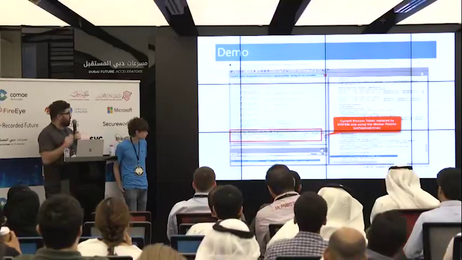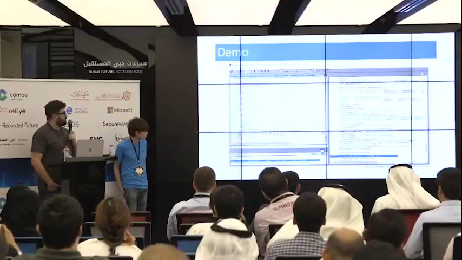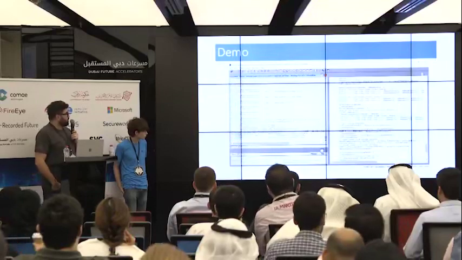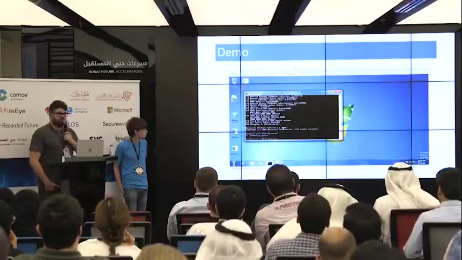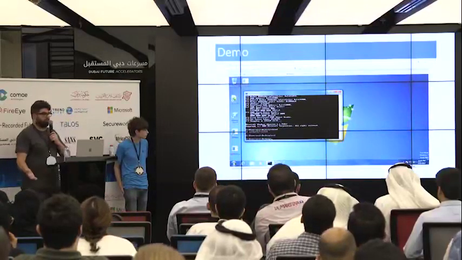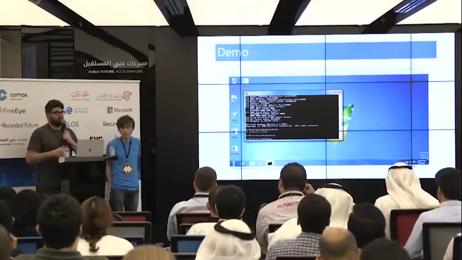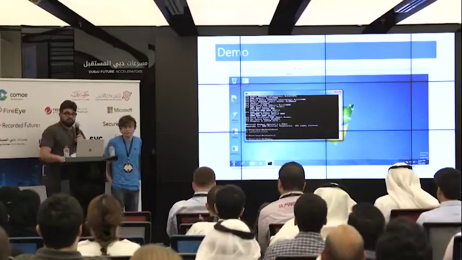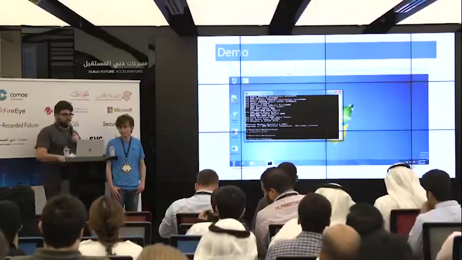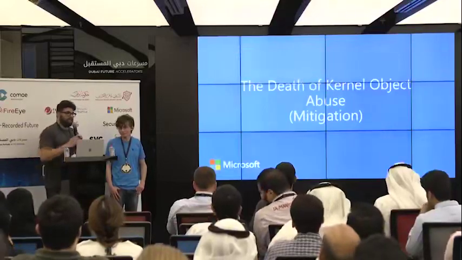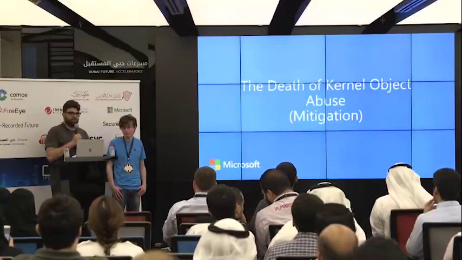As you see now, the token for my process has been changed to be exactly like the system process, which means that now I have system privileges. So I successfully elevated my privileges from a local low privilege user to system using a simple technique and just using object abuse, not using some magic tricks or anything. For the next part, Ian will talk us through the death of kernel object abuse and what Microsoft did to actually face this type of attack and this type of technique.